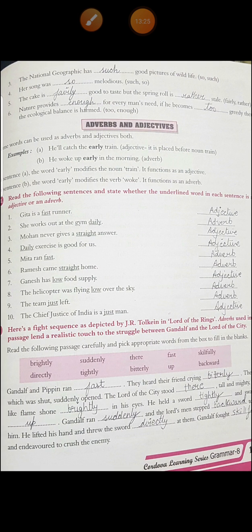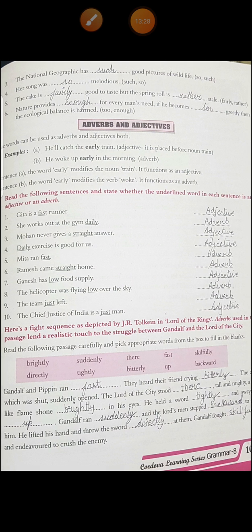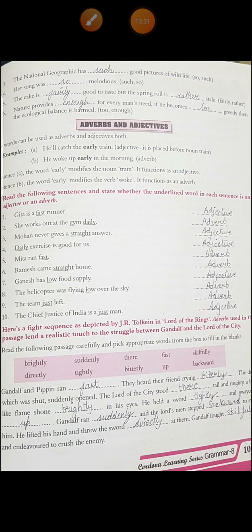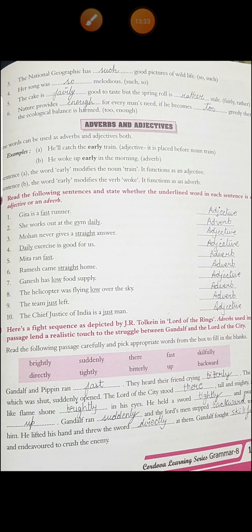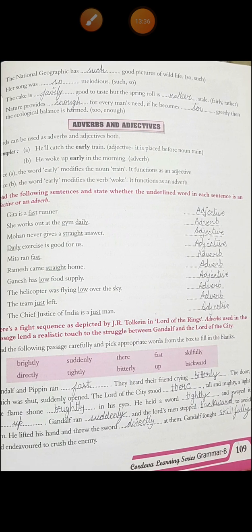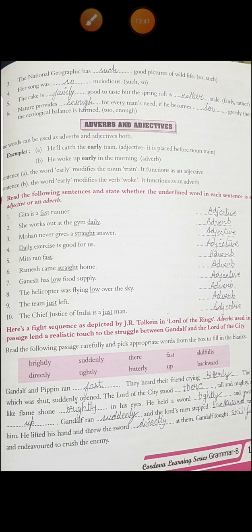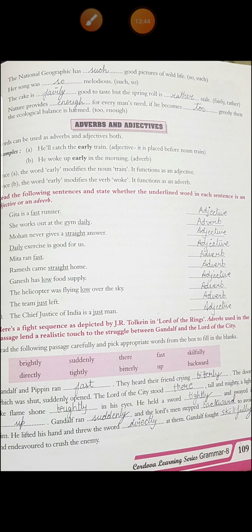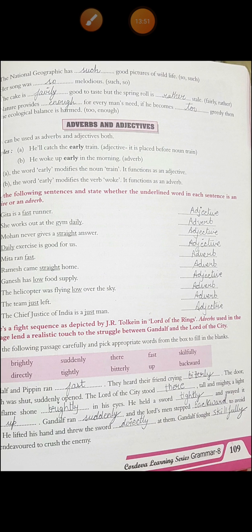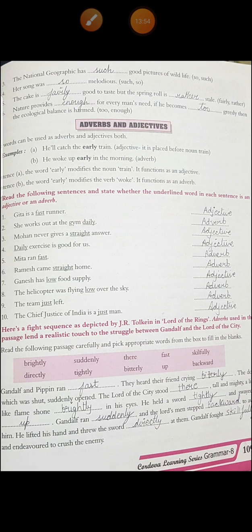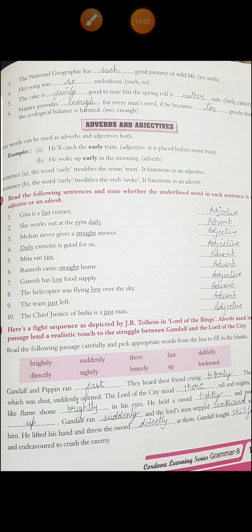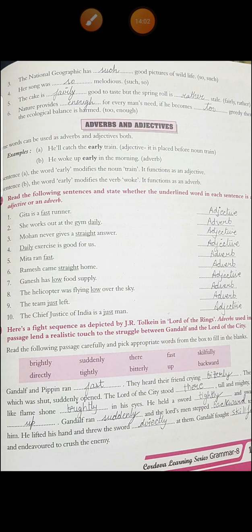Gandalf and Pippin ran fast. They heard their friend crying bitterly. The door, which was shut, suddenly opened. The Lord of the City stood there, tall and mighty. A light like flame shone brightly in his eyes. He held a sword tightly and swayed it up. Gandalf ran suddenly, and the lordsman stepped backward to avoid him. He lifted his hand and threw the sword directly at them. Gandalf fought skillfully and endeavored to crush the enemy.